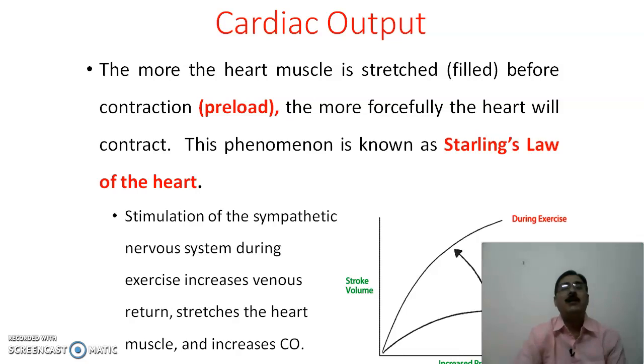You can see here, the more the heart muscle is stretched, filled before contraction, that is the preload, the more forcefully the heart will contract, and this phenomenon is known as Starling's law of the heart.